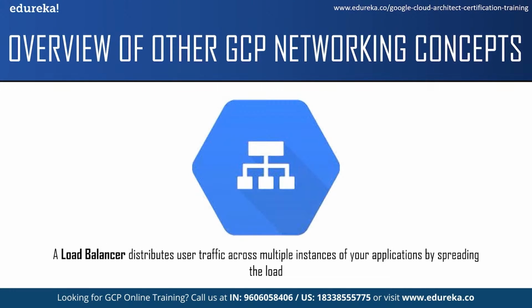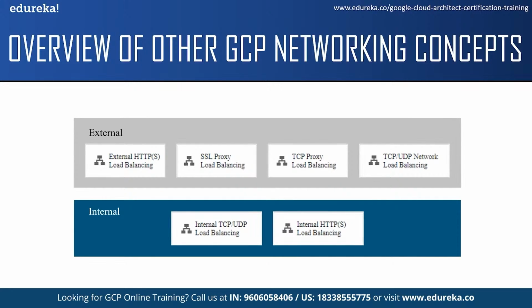Basically, a load balancer distributes user traffic across multiple instances of your application. By spreading the load, load balancing reduces the risk that your application experiences performance issues. Google Cloud offers 6 types of load balancer, which are external HTTPS load balancing, SSL and TCP proxy load balancing, external TCP UDP network load balancing, internal HTTPS load balancing, and internal TCP UDP network load balancing.